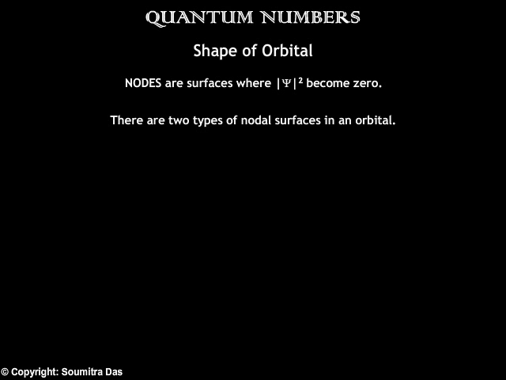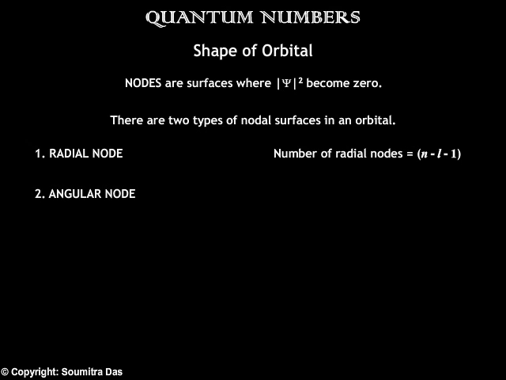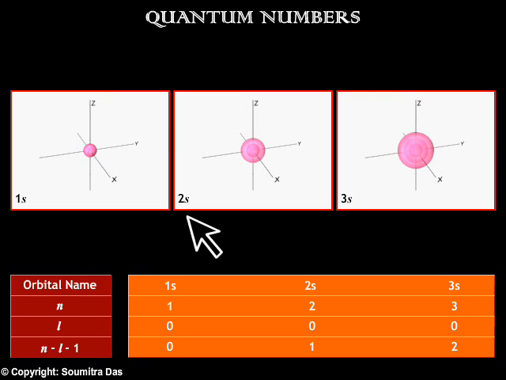There are two types of nodal surfaces in an orbital. Number 1, radial nodes. The number of radial nodes is n minus L minus 1. Number 2, angular nodes. The number of angular nodes is L. Now on this basis, the orbital shapes are as follows. See the 1s, 2s and 3s orbital. Here L is 0. Therefore, there are no angular nodes or what is called nodal planes. In 2s, there is one radial node, and in 3s, there are two radial nodes.